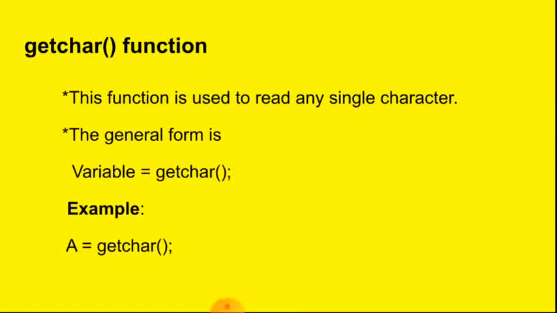getchar function. This function is used to read any single character. The general form is variable equal to getchar open bracket close bracket semicolon. Example: a equal to getchar open bracket close bracket semicolon. Here a is the variable.